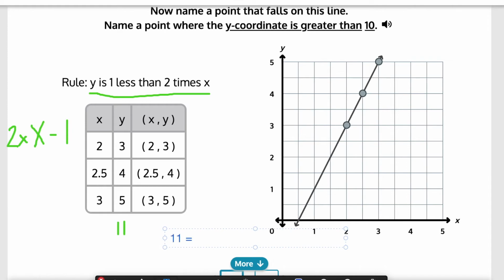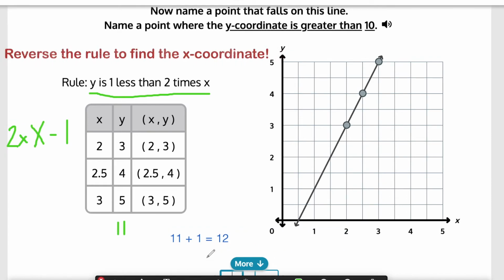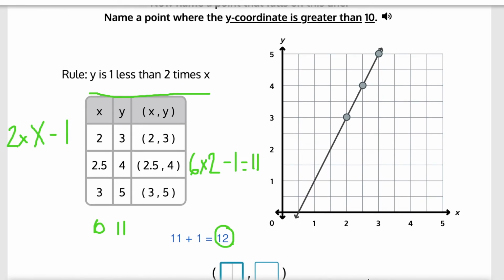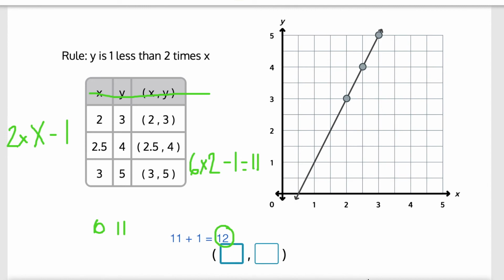I'm going to add 1 to 11. And then I know that this 12 is 2 times the x-coordinate. So 12 is 2 times what? Well, 12 is 2 times 6. So the x-coordinate must be 6. I'm going to double check my work by trying the rule going from x to y. So x times 2 is 12, minus 1 is 11. So in order to do this, we kind of had to go backwards, starting with the y-coordinate and doing the formula or the rule in reverse. So x-coordinate would be 6, y-coordinate would be 11.